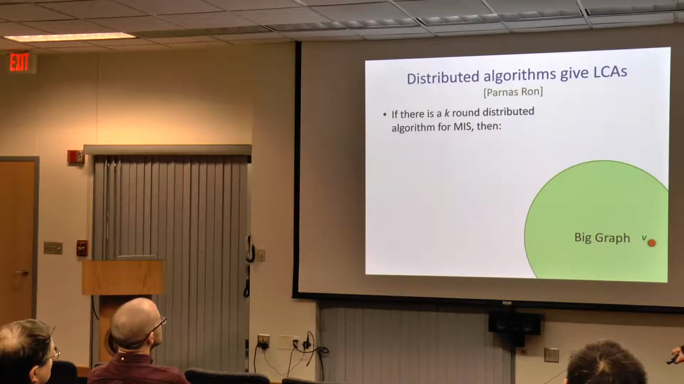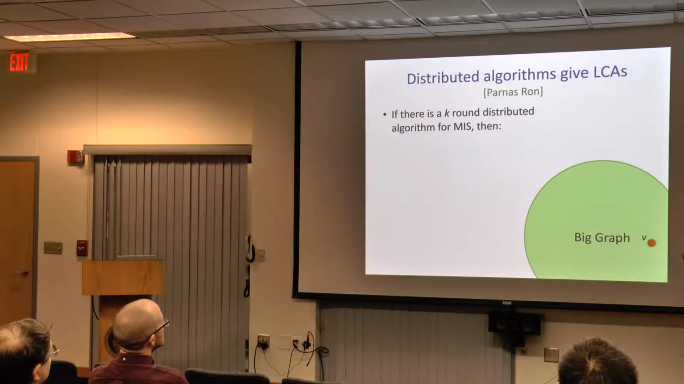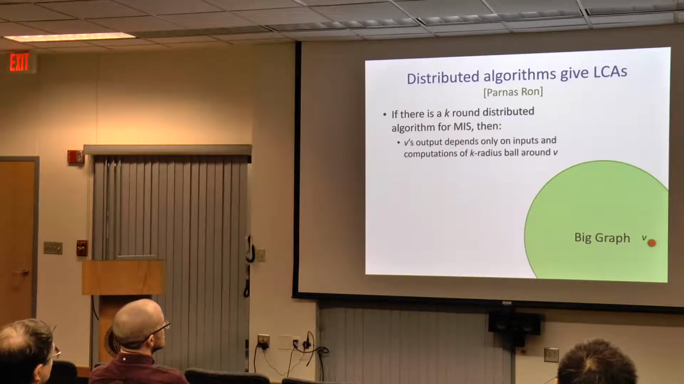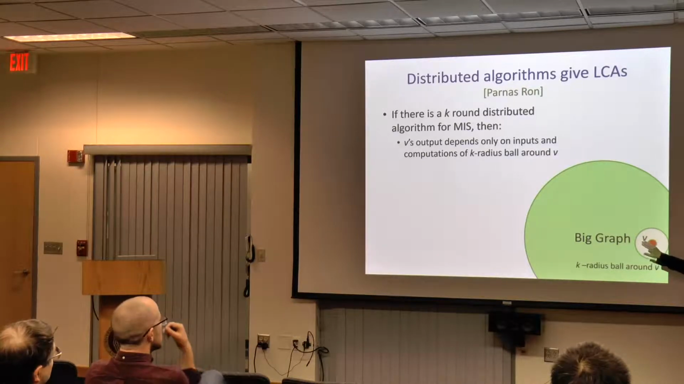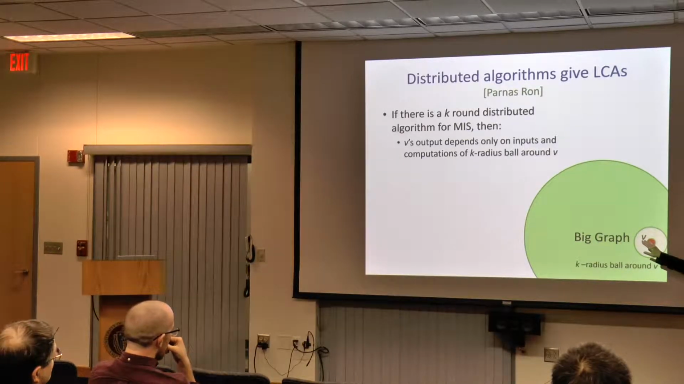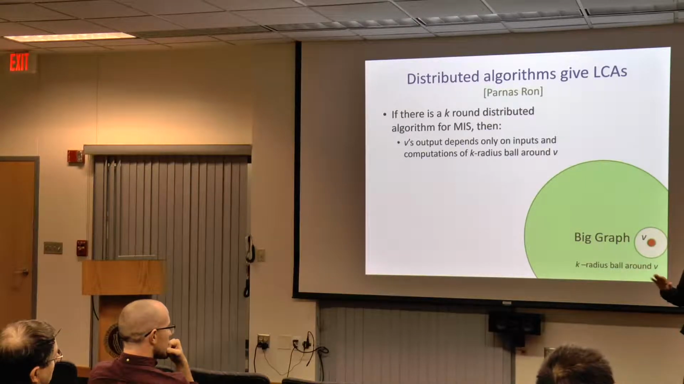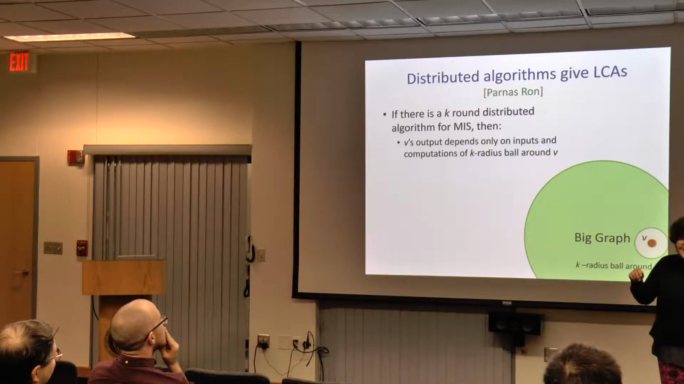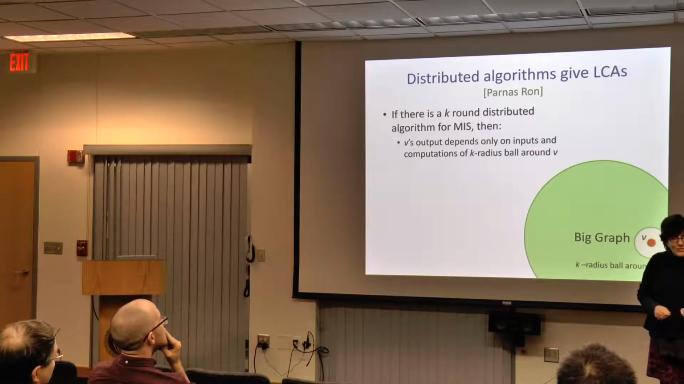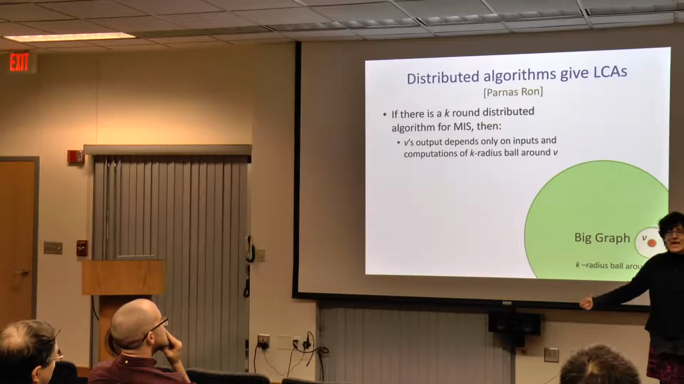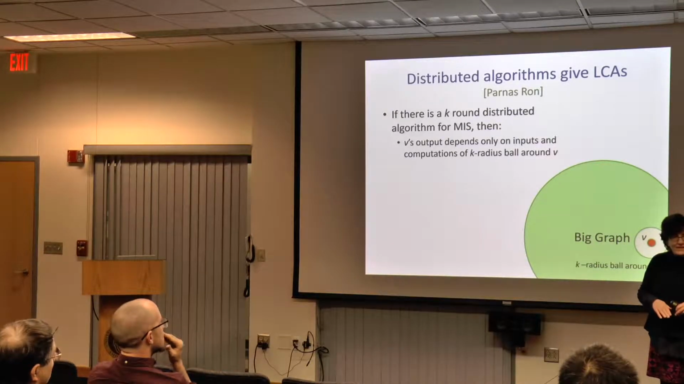What Parnas and Ron showed is that if there's a k-round distributed algorithm for any problem, in particular MIS, then V's output is only going to depend on the k-radius ball around it. Let's just do this for k equals 1 for a second. If there's a one-round distributed algorithm for MIS, which there isn't, but let's say there was, what does that mean? It means in one round, I can send messages to my neighbors, and they can send messages to me. That's it.